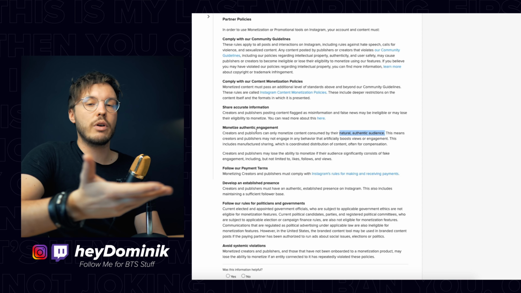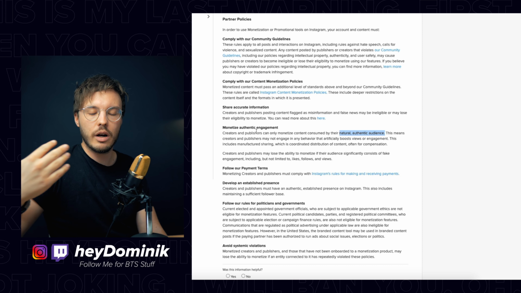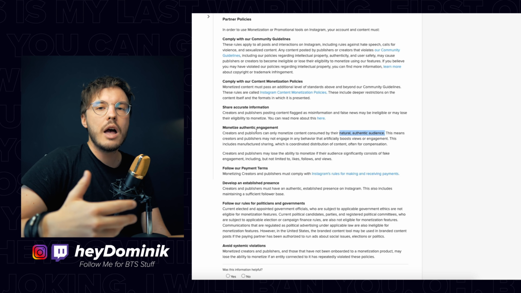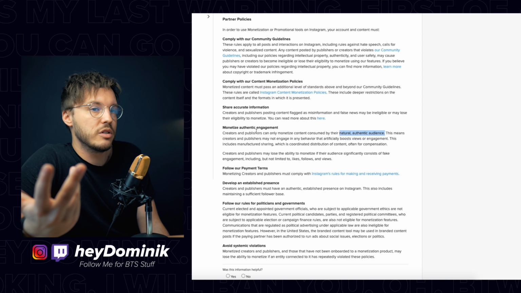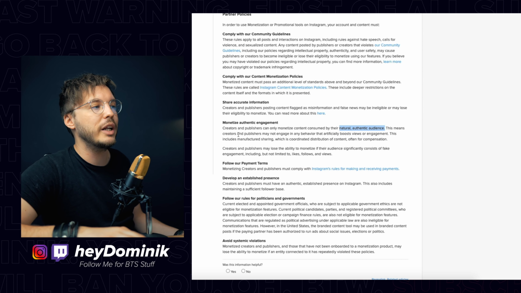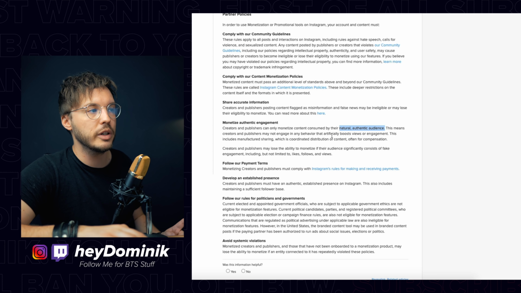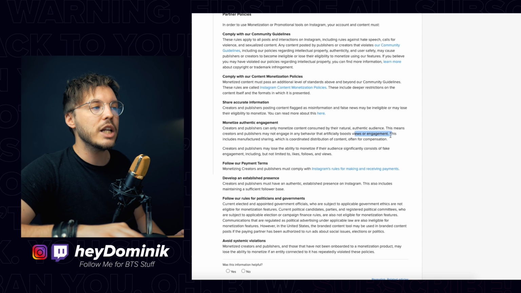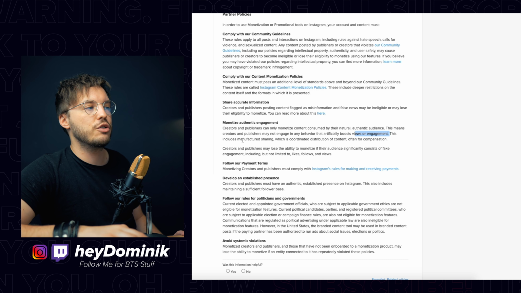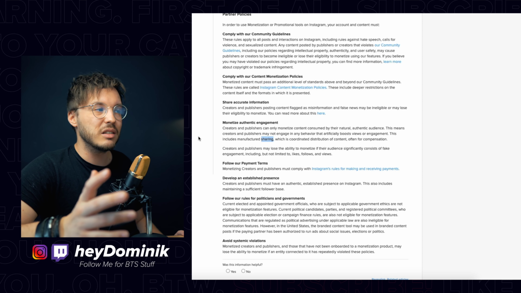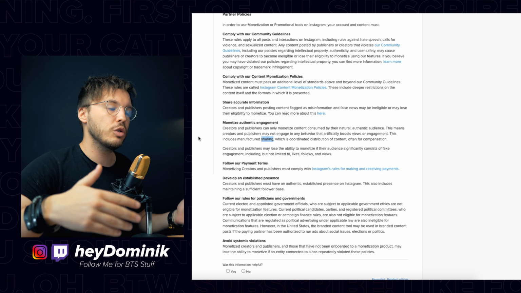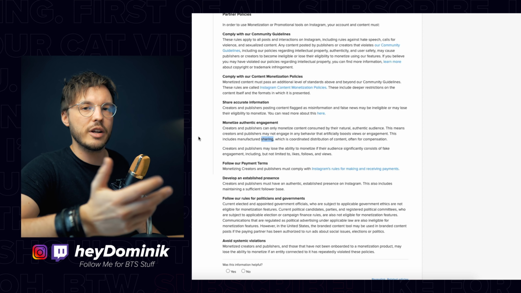They measure the authenticity and the depth that you have with your audience. And we can see right here, probably the higher the depth that you have with your audience, the bigger the CPM is going to be, or something like this. Creators and publishers may not engage in any behavior that artificially boosts views or engagement. This includes manufactured sharing, which might obviously be DM groups, but also these sharing pods.